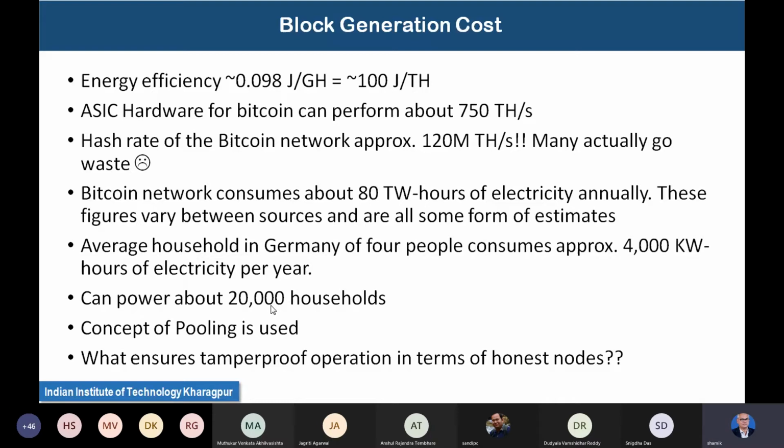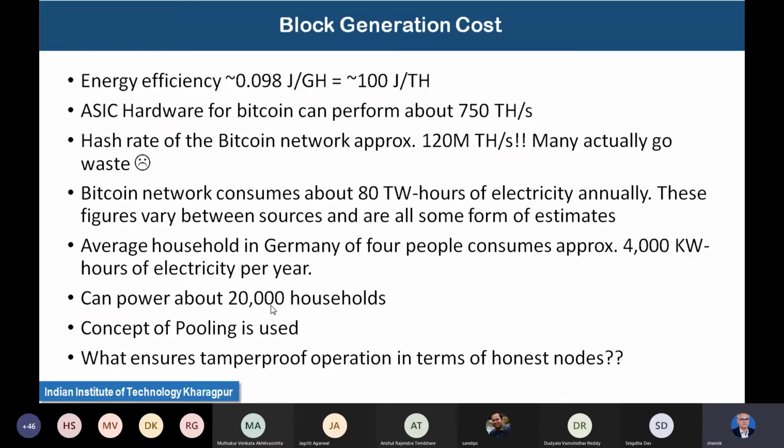But then for the entire network, a lot of people are trying, right? It is not that one person is trying. Everybody participating may have this type of ASIC hardware, and for the entire network, it results in like 120 million terahashes per second. From there you can calculate how much power is being consumed. If you multiply by the energy efficiency, you will get an idea of how much wattage that comes out to be. So it's a huge waste.